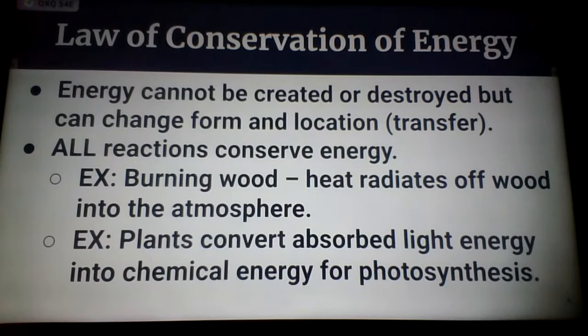Another example, plants will absorb light energy from the sun and turn that light energy into chemical energy. Remember, photosynthesis is the process that green plants use in order to make their own food. A chemical called chlorophyll will absorb that light energy, and the plant will turn that energy into the chemical energy or the food that the plant needs to survive, thrive, and reproduce.